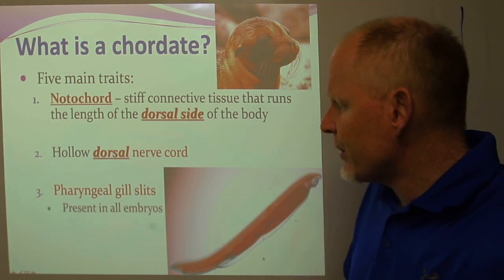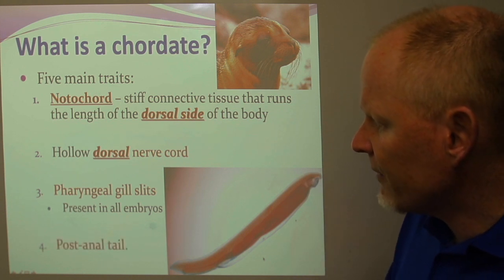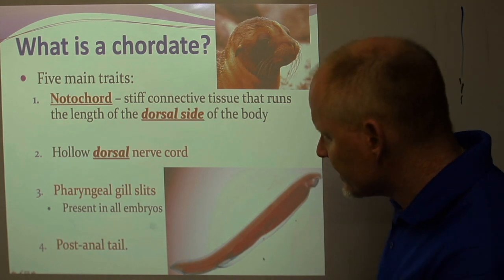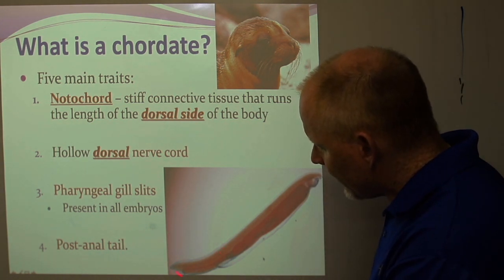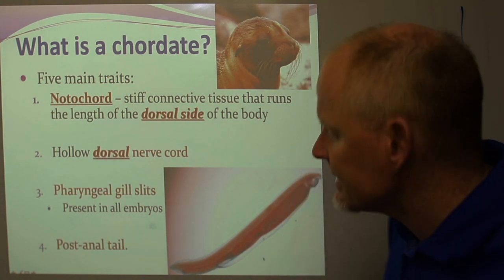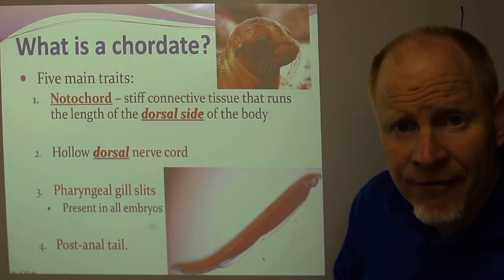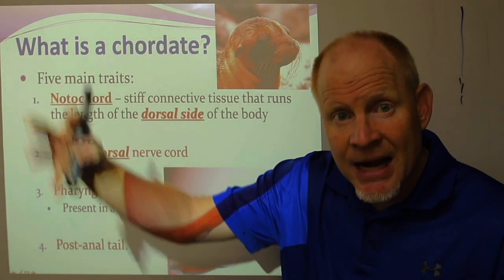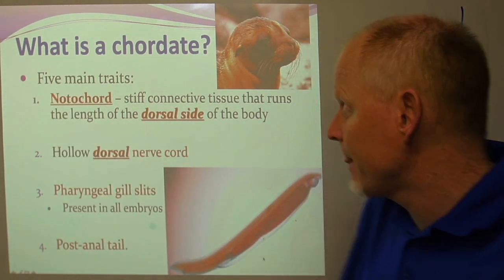So present in all embryos at least. Number 4 is a postanal tail, which you see on the other side or behind, or what we call caudal to the anus. Even humans have postanal tails during development. So again, these characteristics show up sometime during our life cycle.